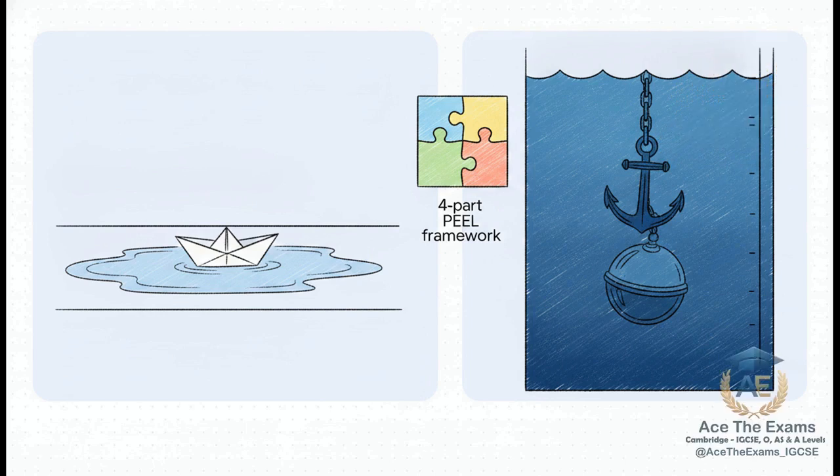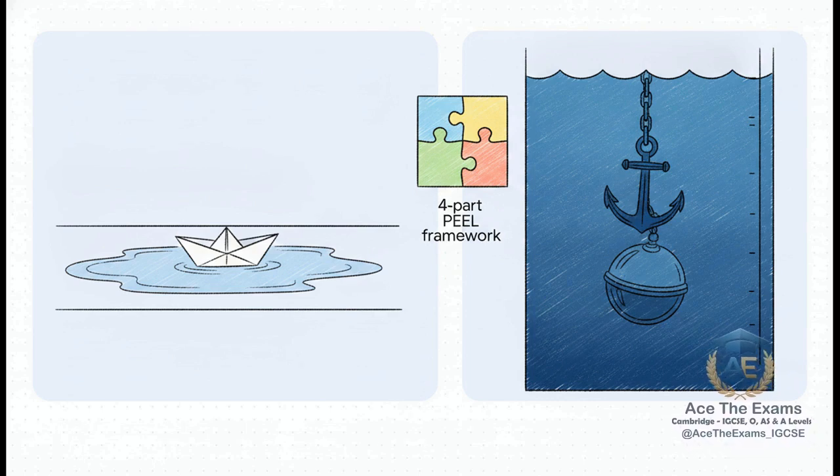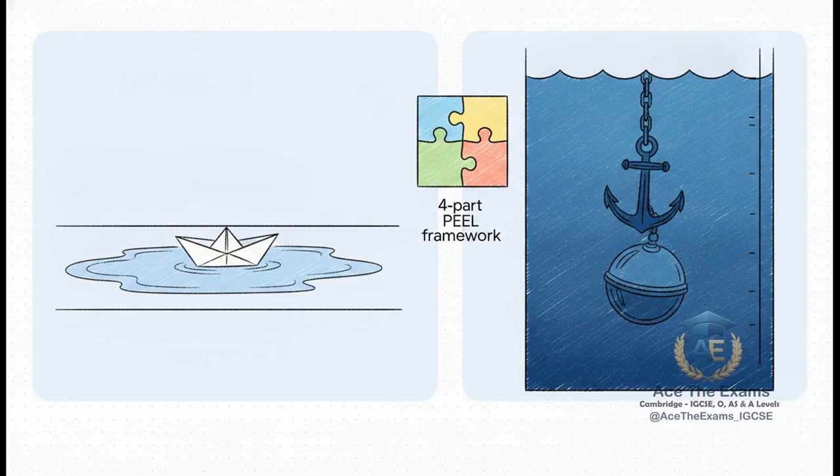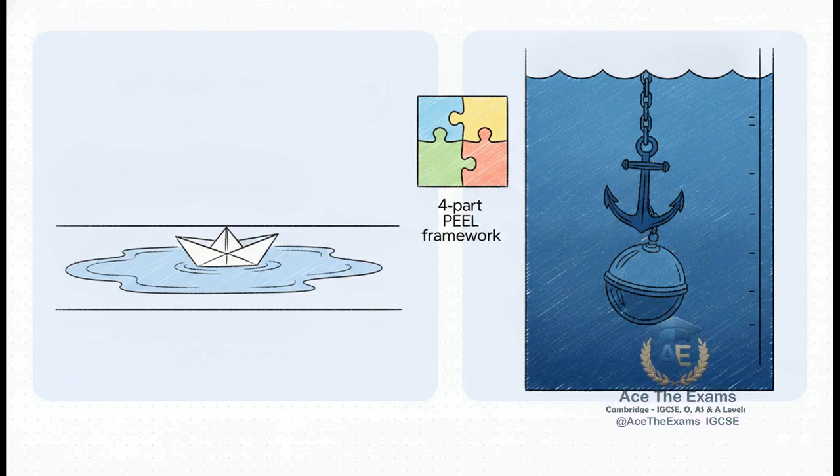P-E-A-L. Point, Evidence, Explanation, Link. Top students structure absolutely every analytical answer this way. You make your point about abstraction, you provide evidence directly from the scenario given in the exam prompt, you provide a detailed explanation of how the computer science theory applies to that evidence, and finally, you link it all back to the specific requirement of the command word.